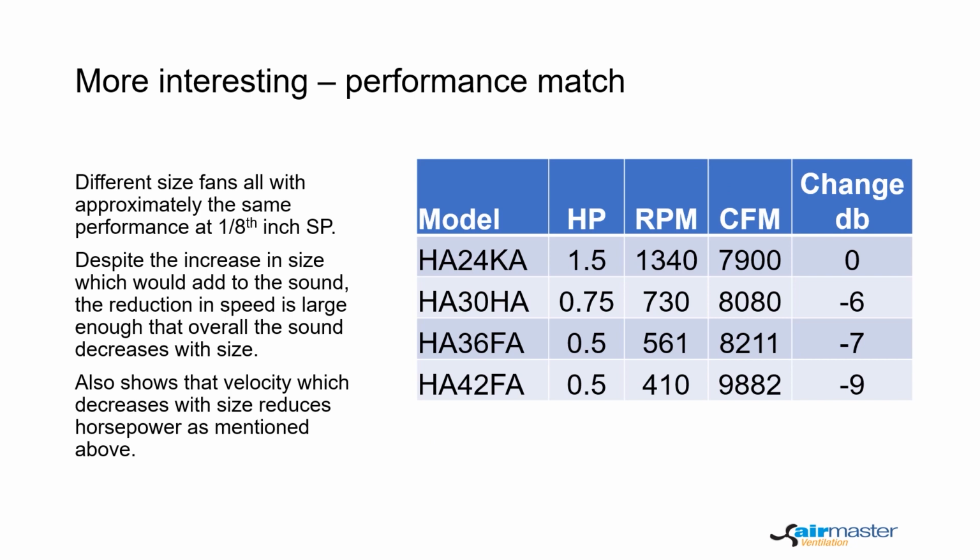Perhaps of more interest is a comparison of different size fans which are providing similar flows. In this case, we're using a high-speed 24-inch as the basis of comparison. If you remember the formula, you would note that the change for size is 70 times the logarithm of the ratio of sizes. Wouldn't this increase the sound as we go up in size?